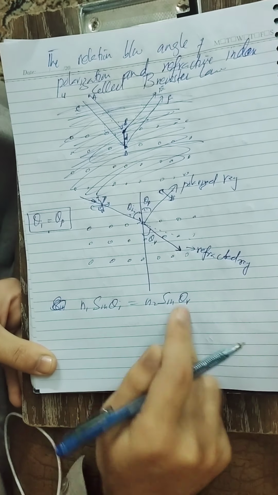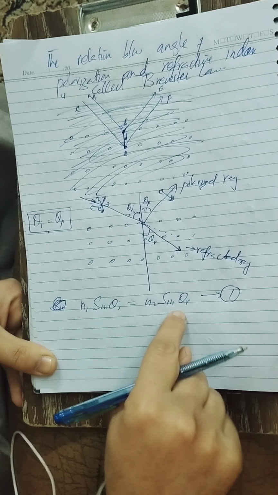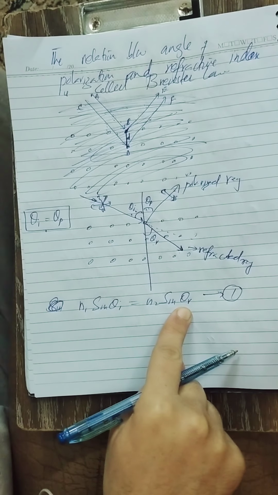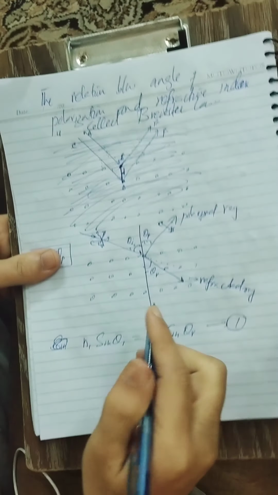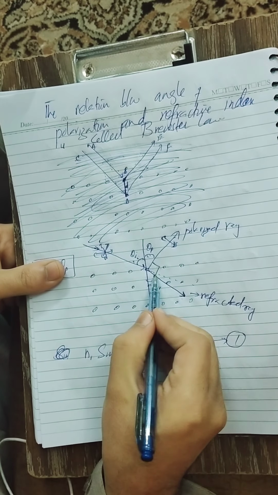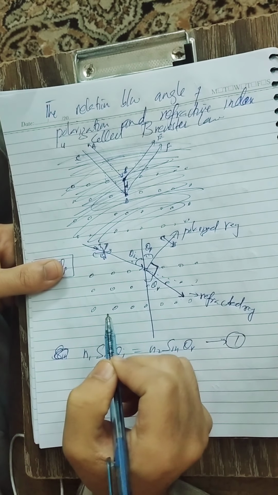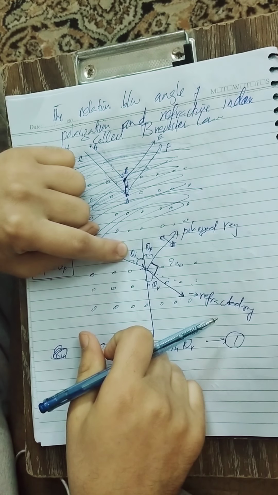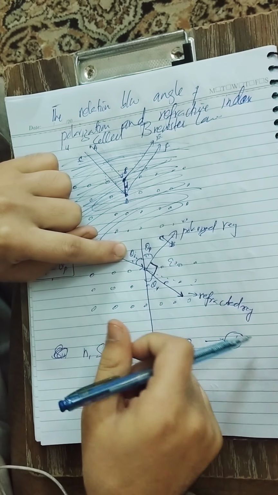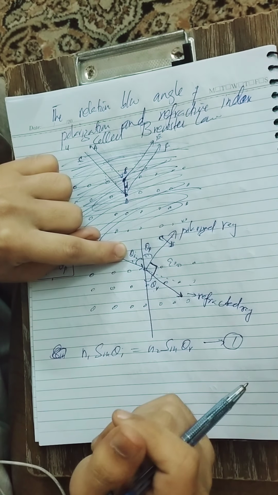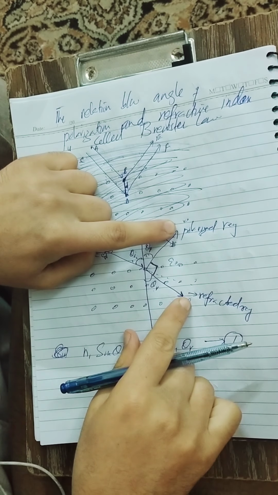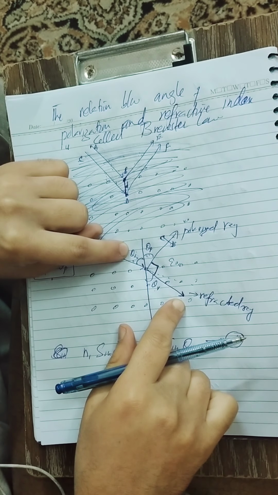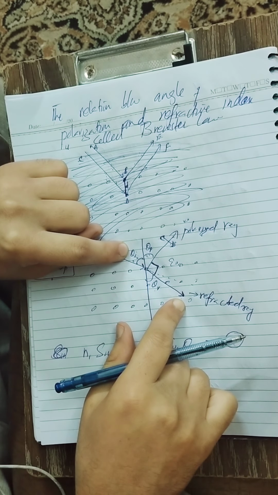This is theta of refraction, but we don't know this angle of refraction, so we have to find it. Remember, this angle is 90 degrees. If this angle is 90 degrees, then this incident angle is called the Brewster angle. If the reflected ray and the refracted ray make an angle of 90, this angle is called the Brewster angle. This is the definition of Brewster angle.